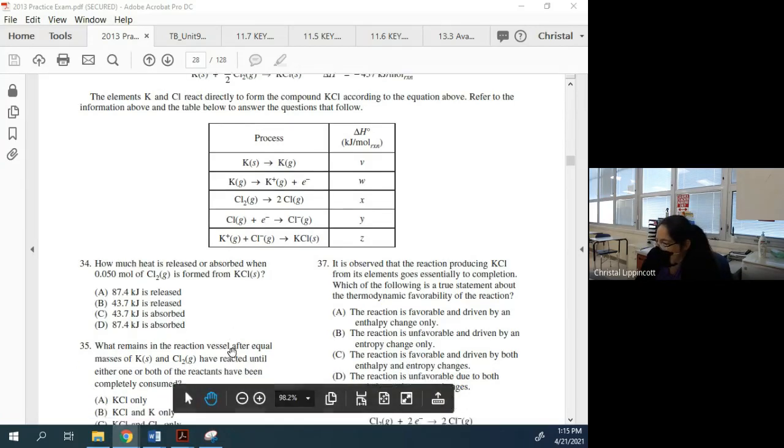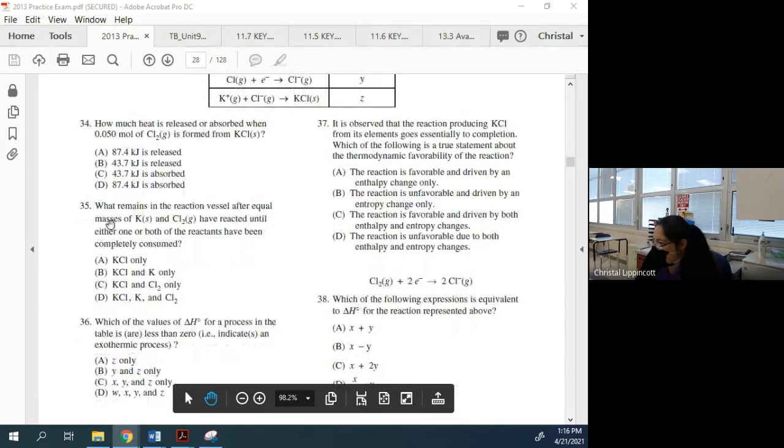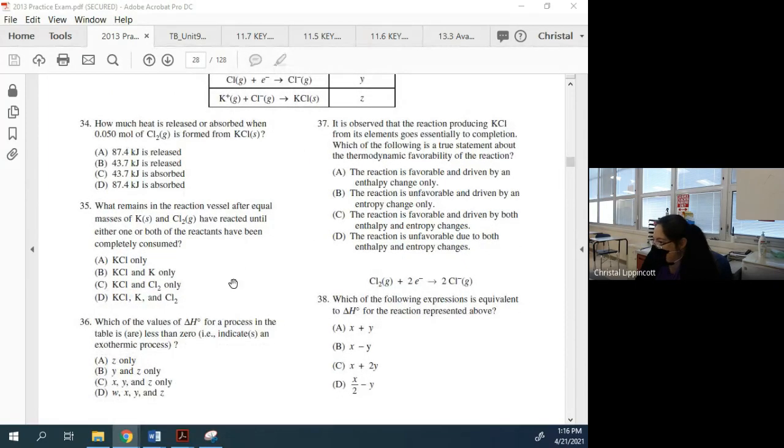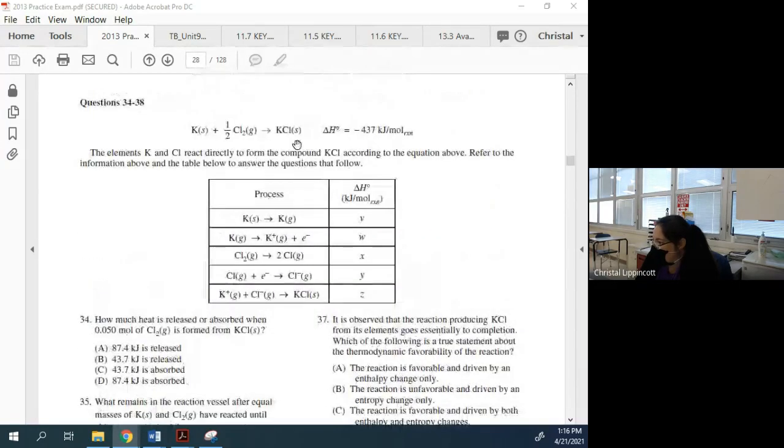Okay? All right. What remains in the reaction vessel after equal masses of K and Cl have reacted to form this stuff? So equal masses. This is a stoichiometry question, y'all.